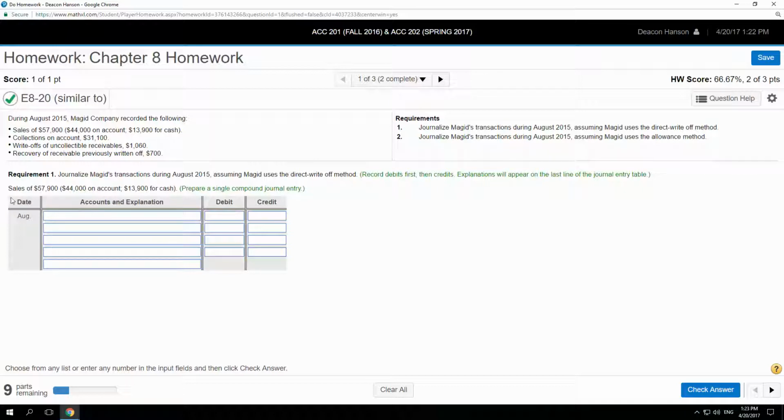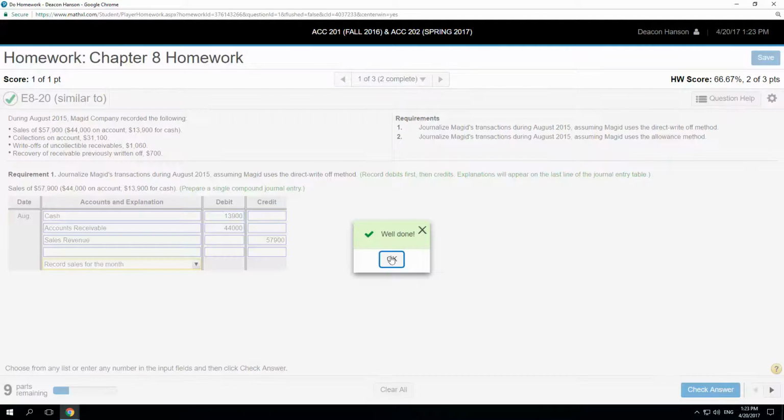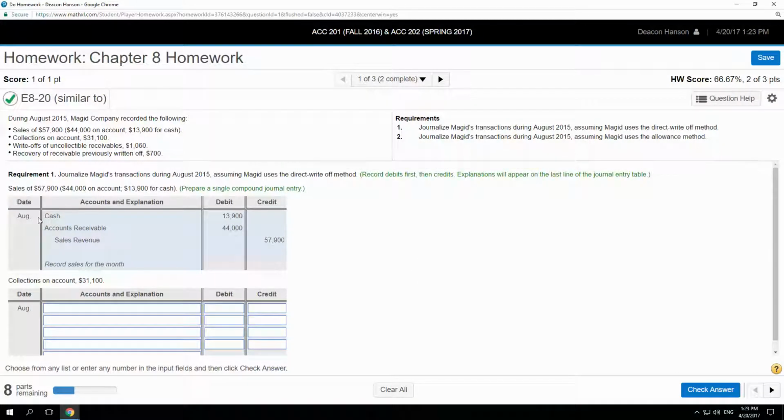So sales of 57,900, and they were broken up between cash and receivables. So you would have sales revenue of 57,900, and the cash piece would be 13,900, and the amount that would be booked on account is 44,000. Don't forget to give it a description. Record sales for the month. Okay. So you got receivables increasing and cash.